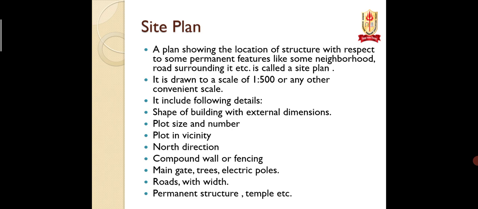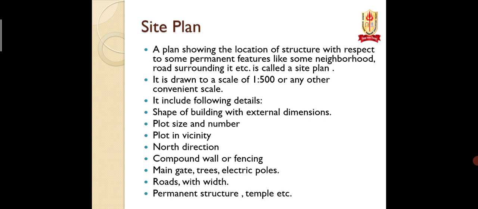Okay, the next one is a site plan. A plan showing the location of the structure with respect to some permanent features like the neighborhood, roads surrounding it, etc. is called a site plan. It is drawn to a scale of 1:500 or any other convenient scale. It includes the following details. Site plan means what? Not only the location of our plot is shown, the location of the nearby areas is also shown related to our plot, so that one can easily identify where our plot is.